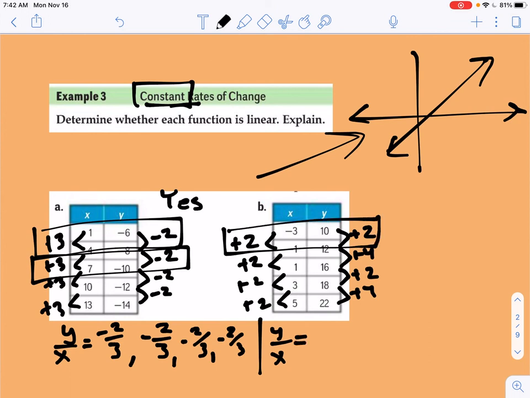Well, this first one, you have 2 over 2, which is equal to 1, right? My next one, I have 4 over 2, which is equal to 2. And so right away, I know that 2 and 1 are not the same. And I know that I don't have a constant rate of change.